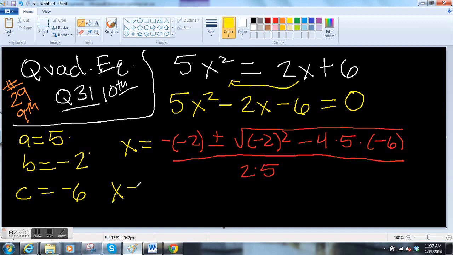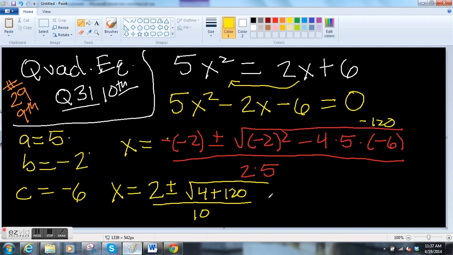I'll go back to yellow. So x equals 2, because that's negative, negative, right? Plus or minus the square root of 2 squared, that's 4. And this is 20 times negative 6, so that's negative 120, but then it's negative, negative, so it's plus 120, all divided by 10, which is 2 plus or minus square root of 124, all divided by 10. And at this point you might be a little bit puzzled and think, well, I'm done, and I would accept this, but I want one more, so I might take off 1 point unless you do the following.